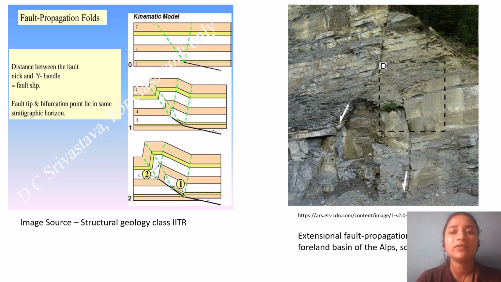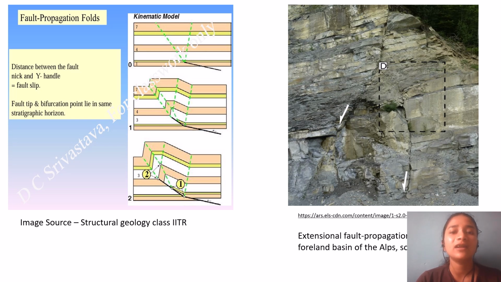The distance between the fault neck and the Y handle represents the amount of fault slip, or the displacement along the fault. Also, the fault tip and the bifurcation point lie on the same stratigraphic horizon. That means they follow a specific bed or marker layer.